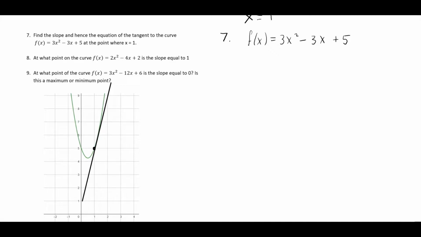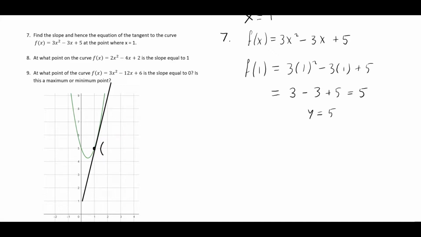If you want to find the y value of that, all you do is sub your 1 into that. So we get 3 times 1 squared minus 3 times 1 plus 5. That works out as 3 minus 3 plus 5, which gives us 5, which we can see from our diagram anyway, but it is important that we know how to work that out. So we get y is equal to 5, and that gives us our point, which is (1, 5).